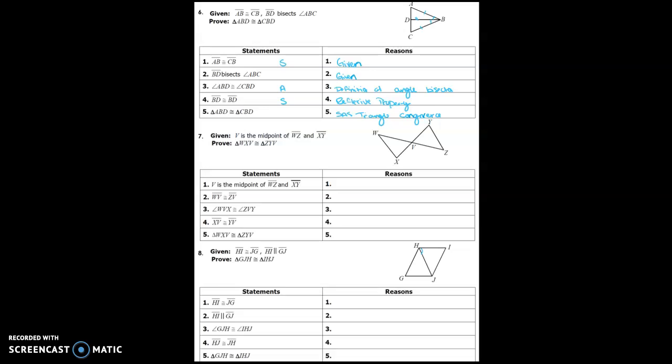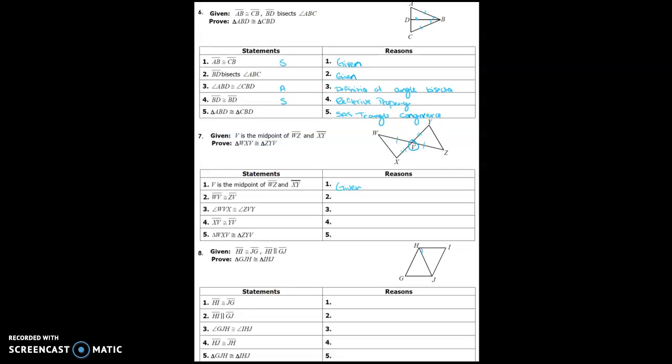Okay, so now if we're looking at 7, V is the midpoint of WZ and XY. Okay, so V is the midpoint. Right here is the midpoint. So that means that those two segments are congruent, and XV and VY are also congruent.